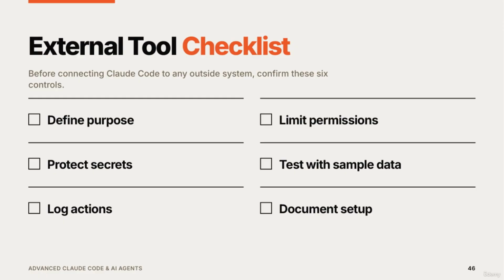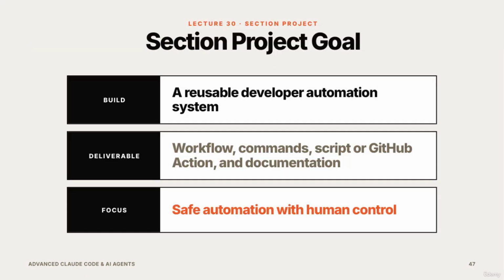These steps will help maintain the integrity and safety of your integration with Claude Code. In this section project, our main goal is to build a reusable developer automation system. This system is designed to streamline workflows and tasks that developers frequently perform, saving time and reducing errors. The key deliverables for this project include a complete workflow, a set of commands or scripts, possibly implemented as a GitHub action, and thorough documentation to ensure ease of use and maintenance.